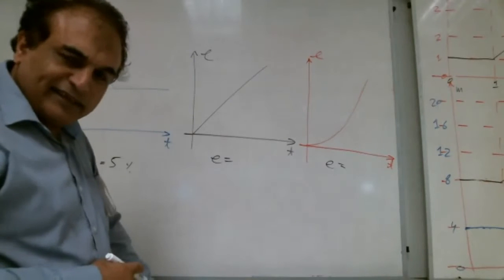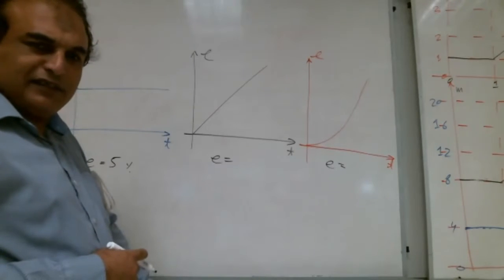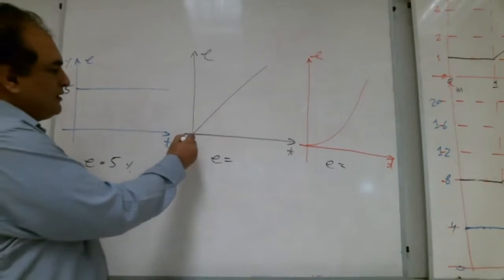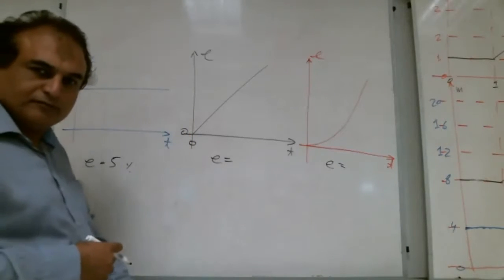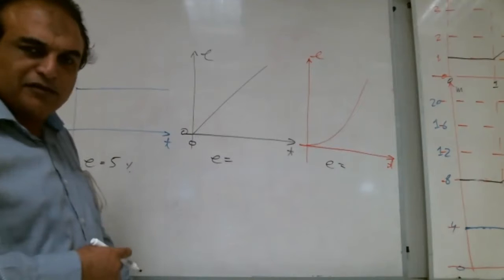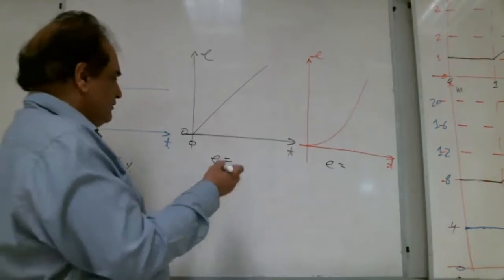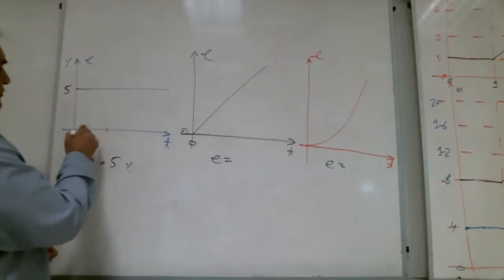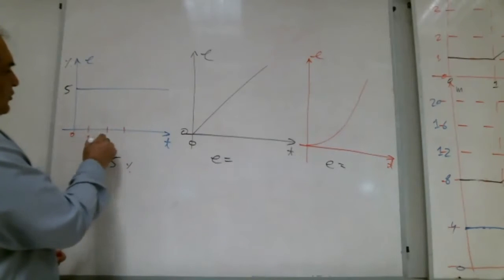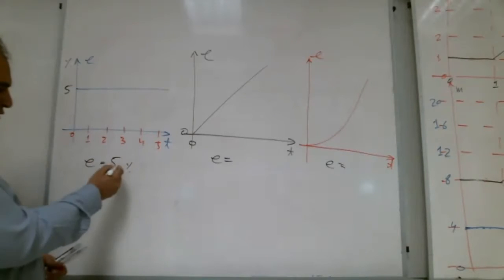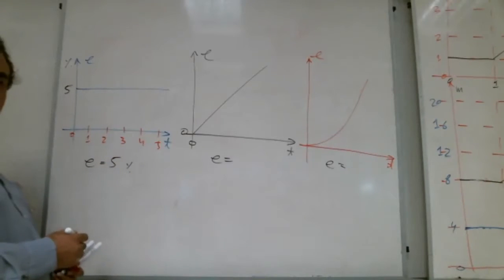Some brothers are writing 5t. Where is 5 here? There is no 5 here. It is starting from 0. This is 0, this is 0. Changing with time, that's good. If it is changing with time, what does it mean? This is not changing with time. 0, 1, 2, 3, 4, 5. All the time it is constant, 5. So there is no t here.